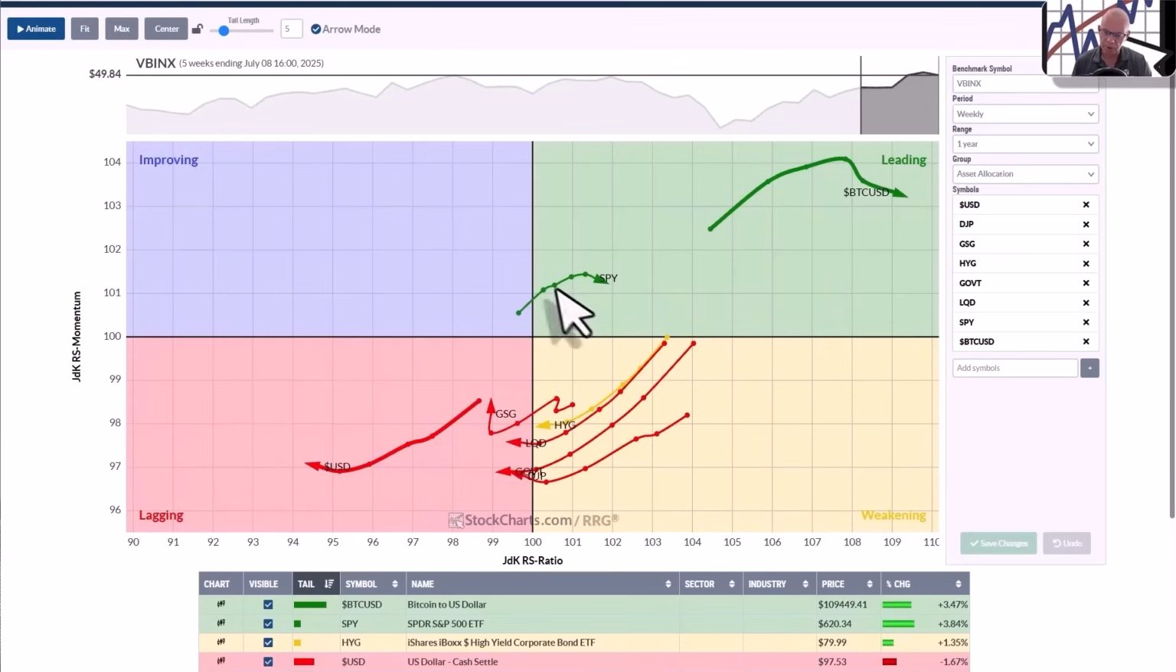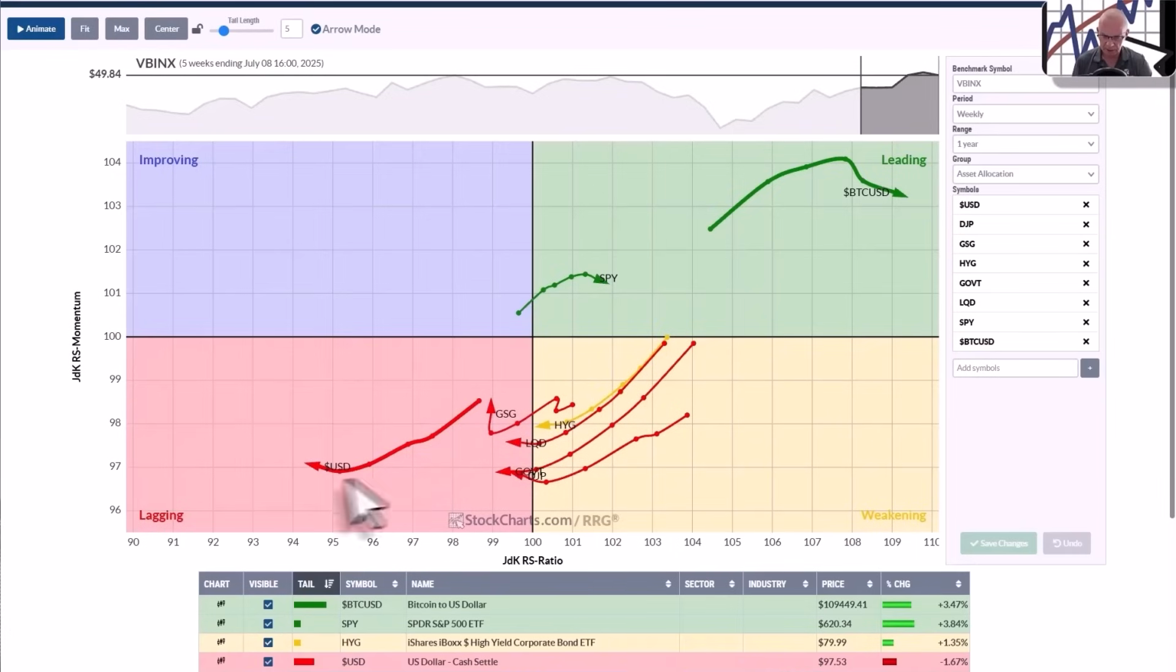And then we've got SPY, the stock market, which is inside the leading quadrant, which is good. It means that it is in a relative uptrend versus VBINX, the benchmark that we have here. And the only thing that you see is that the last node is pointing down slightly. The only thing it tells you is that the stock market rally is losing a bit of steam, but it's still up. The relative stock market rally is still up. What's more important is what we see on the other side.